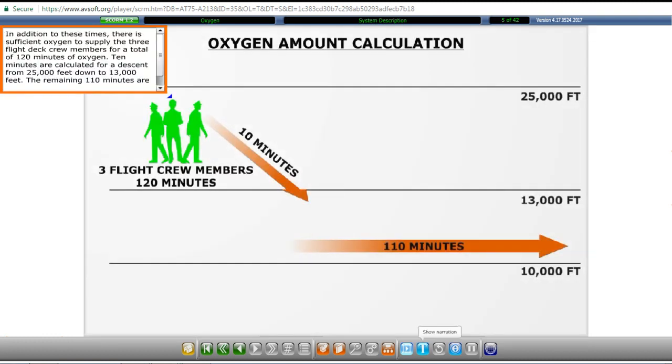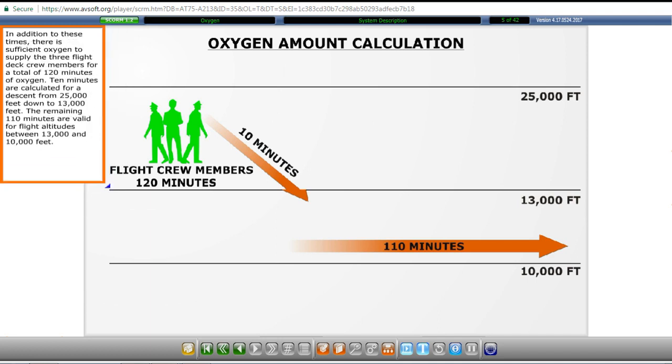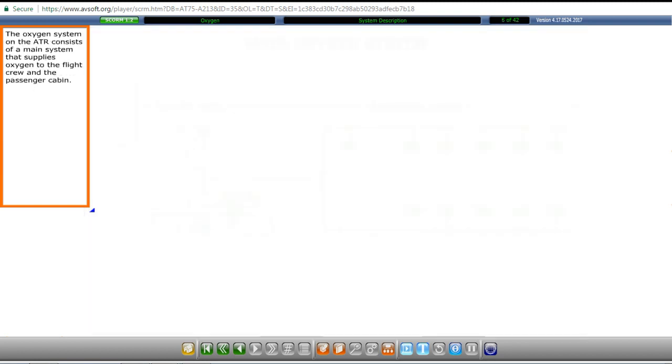In addition to these times, there is sufficient oxygen to supply the 3 flight deck crew members for a total of 120 minutes of oxygen. 10 minutes are calculated for a descent from 25,000 feet down to 13,000 feet. The remaining 110 minutes are valid for flight altitudes between 13,000 and 10,000 feet.